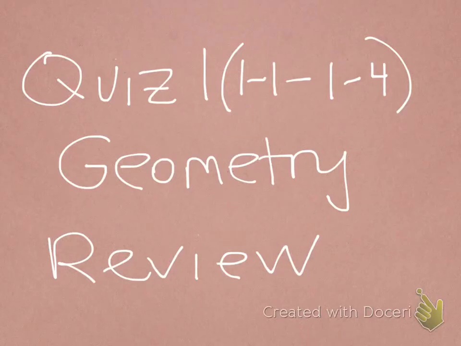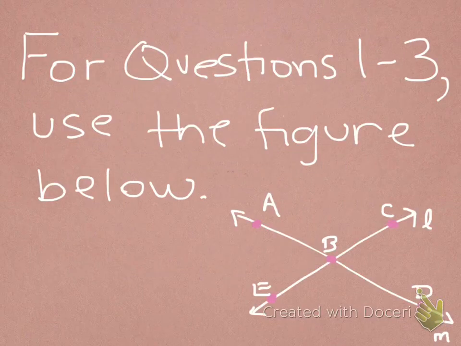Today we're looking at a review of lessons 1-1, 1-2, 1-3, and 1-4. This is for geometry. So I've drawn a figure here, and I've labeled it with points and also with labels for the lines. And it's going to ask you a few questions here. For questions 1 through 3, the next 3 questions, we're going to use that figure. So I'm going to be bouncing back and forth.